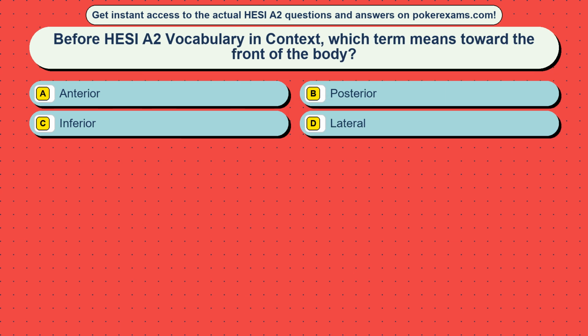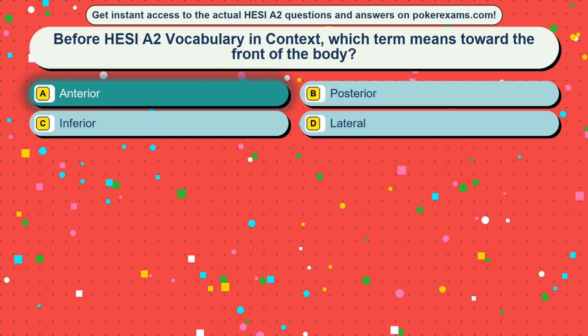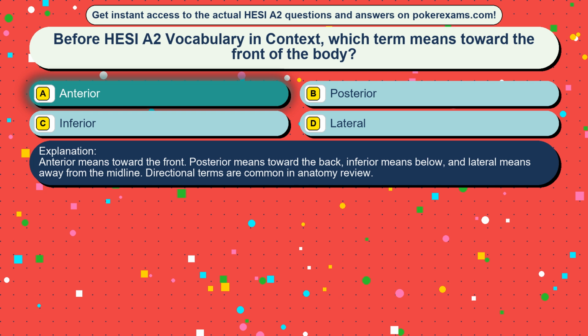Question 45. Before HESI A2 vocabulary in context, which term means toward the front of the body? Option A, anterior. Option B, posterior. Option C, inferior. Option D, lateral. The correct answer is option A, anterior. Anterior means toward the front. Posterior means toward the back. Inferior means below, and lateral means away from the midline. Directional terms are common in anatomy review.